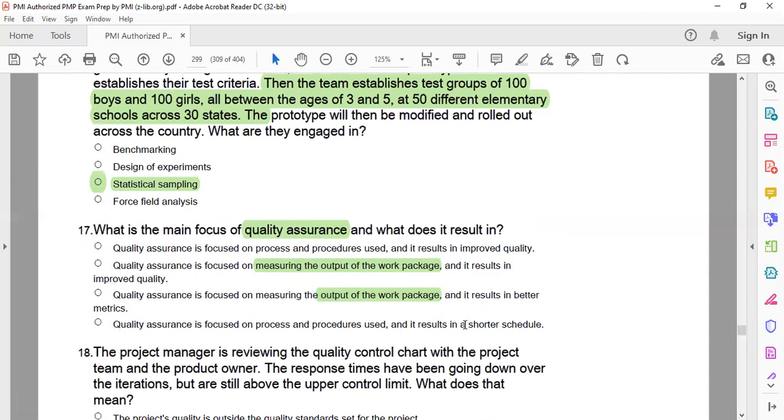And it results in a shorter schedule. Why? Who's asking for the shorter schedule? So yes, A is the better answer, which is 70. Yes, Mohsen, Hari, and Naveed, you are right. Usman, yes, and Ganesh, yes. Good.